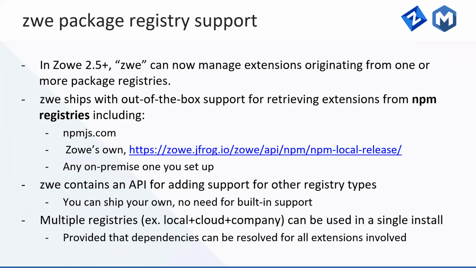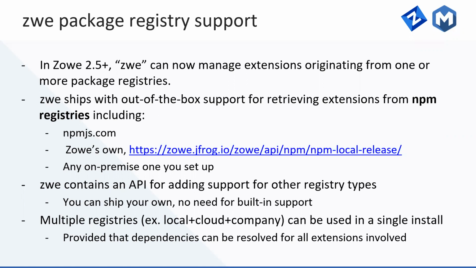So ZWE also contains an API for adding support for things other than NPM. I mentioned before that a lot of package registries all do the same things, more or less. So if you have a different favorite one, if instead of using NPM you want to use Artifactory directly, or, I don't know, there's so many out there, pip, Maven, conda, etc. Support can be added, and you don't even need to wait for Zowe to add such support because the API can be pointed at a registry handler that you design, so you can add support if you need.